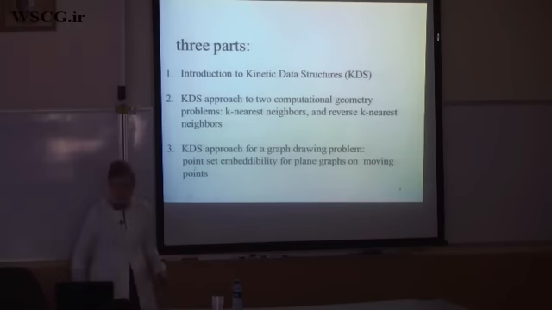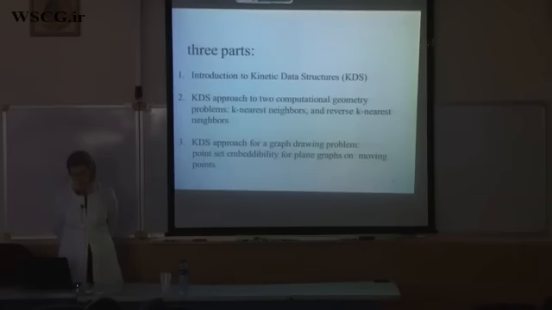And then I'm going to show you an example of a kinetic data structure approach to a couple of computational geometry problems. I'm not going to go into a lot of technical detail, but I think there are a couple of nice ideas there that serve to illustrate what the main ideas of kinetic data structures are. And then in the third part, I'm going to talk about kinetic data structures for a graph drawing problem. The graph drawing problem is not going to be a very compelling, natural problem. It's just that we wanted to start a new area of exploration. What does it look like to draw graphs on points that move?